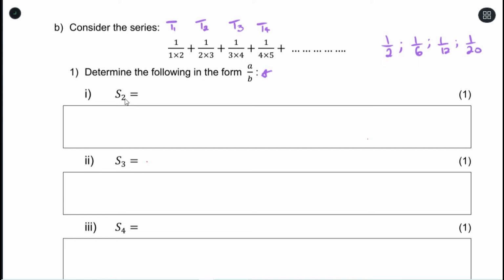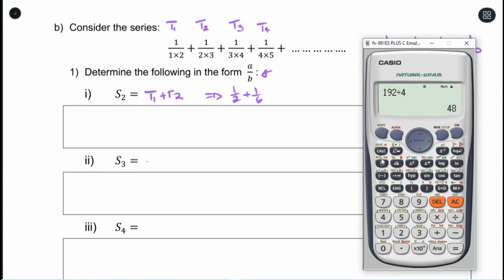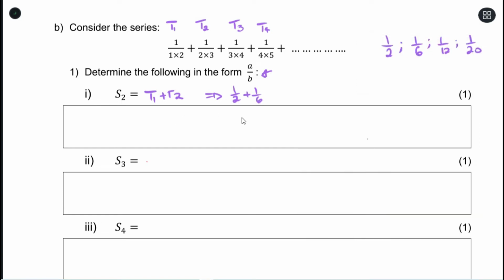Okay. Now, they asked us what is S2. S2 is the addition of the first term and the second term. So literally, I'm saying 1 over 2 plus 1 over 6. And that will give me 1 over 2 plus 1 over 6. That's 2 over 3. So we can say S2 is 2 over 3.